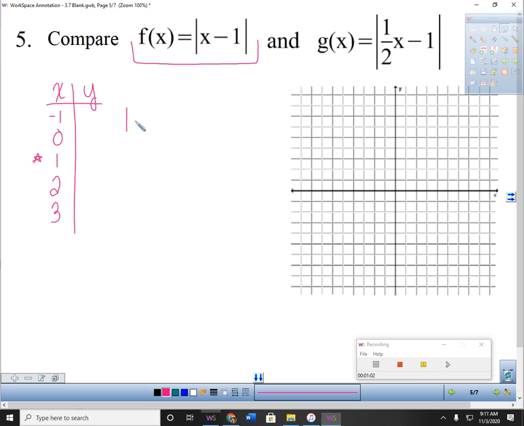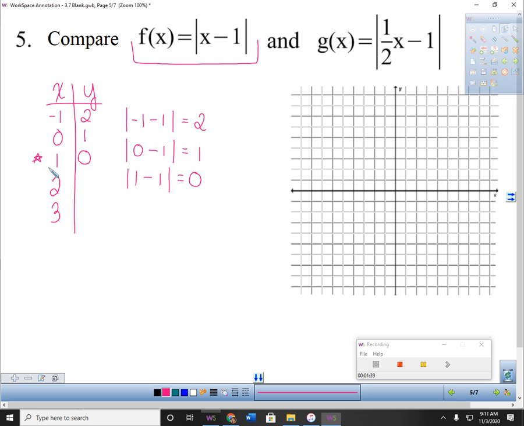So I'm going to go ahead and do my plugging in. So I've got the absolute value of negative 1 minus 1. So that would give me the absolute value of negative 2, which is 2. Then I do the same thing with 0. So absolute value of 0 minus 1. That would be negative 1 inside of there, which would be 1. And then I do the same thing with 1. 1 minus 1. That's 0, right?